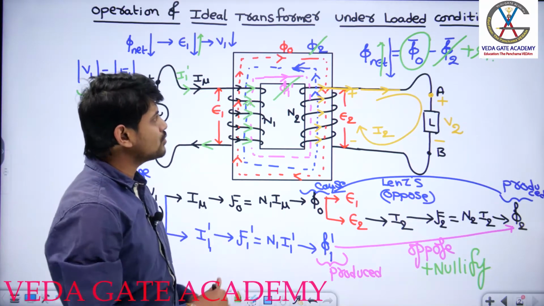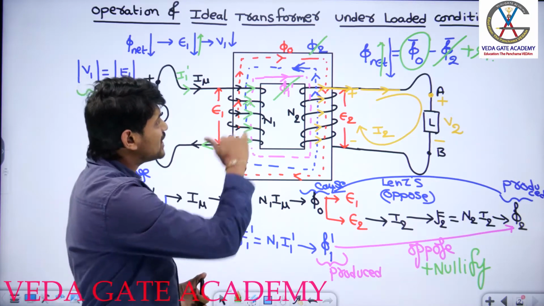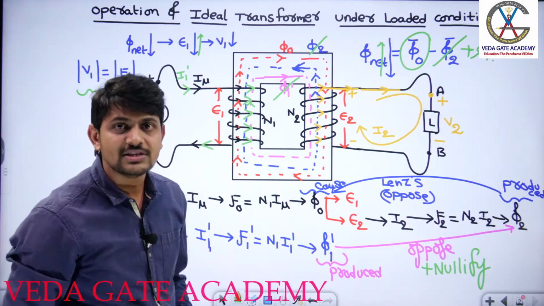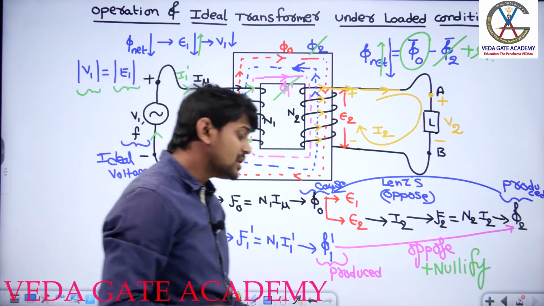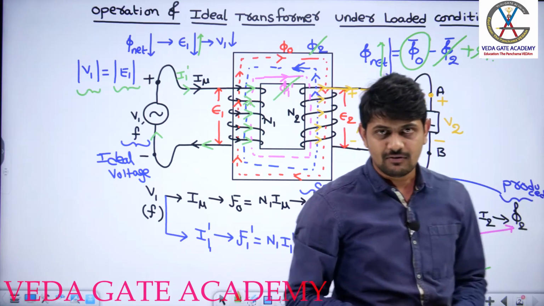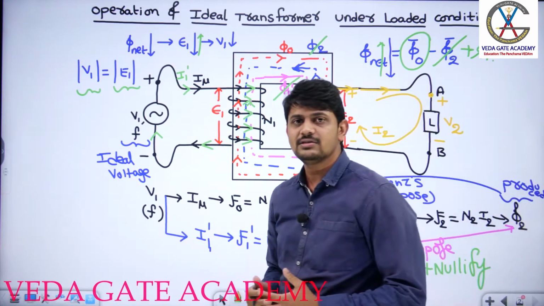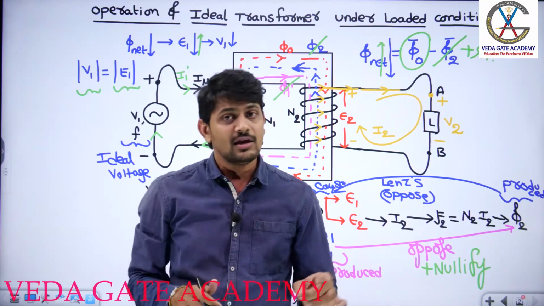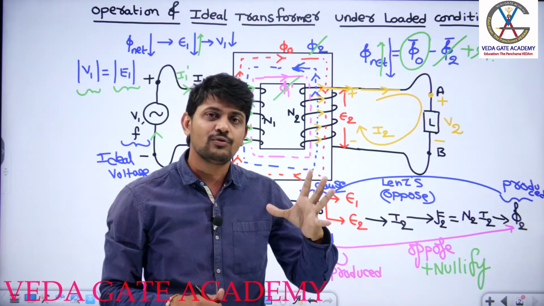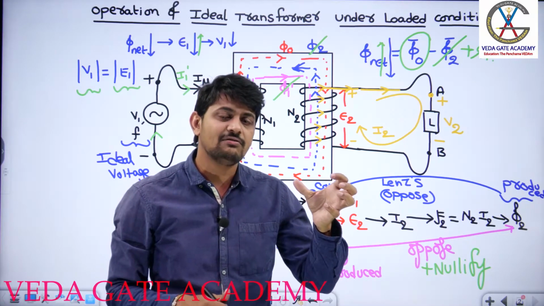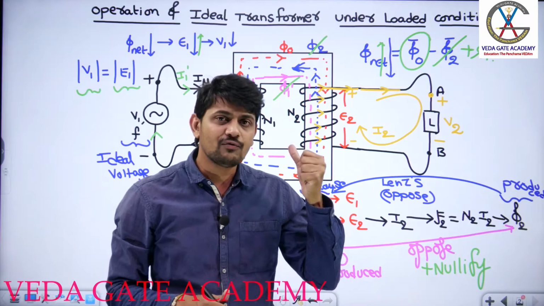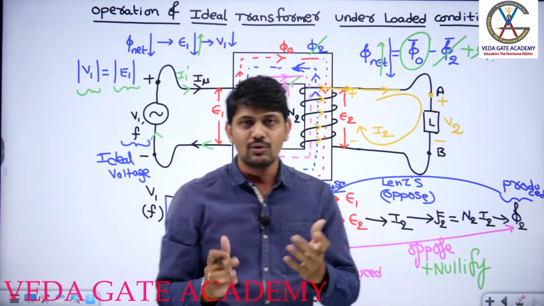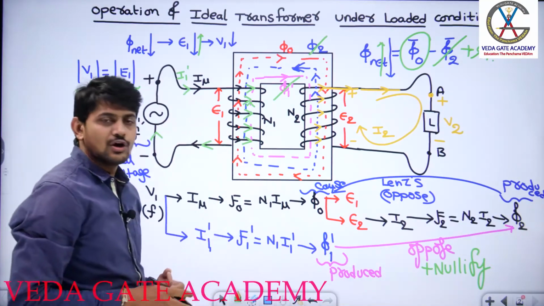The conclusion I would like to draw here is that the net flux available in the transformer core under loaded condition as well as no load condition is the same. That is the reason the transformer is considered a constant flux device. What is the meaning of constant flux device? It does not mean that my flux is time invariant. Here the flux is time varying. The transformer being a constant flux device means that the amount of flux available in the transformer core remains the same under no load as well as loaded condition.